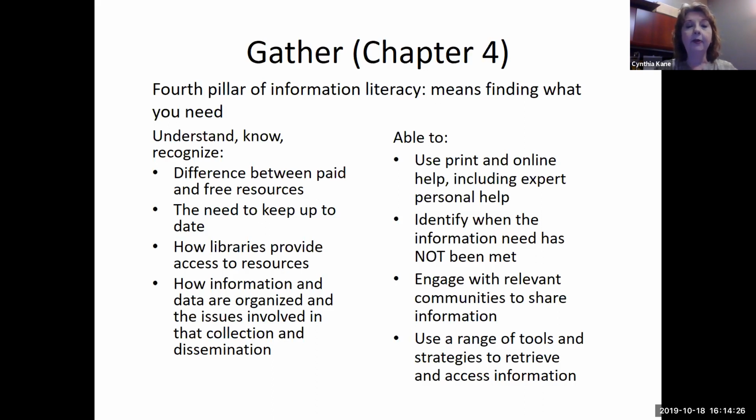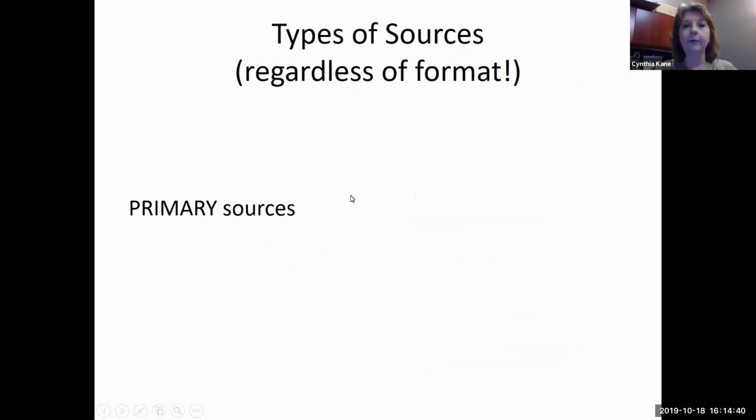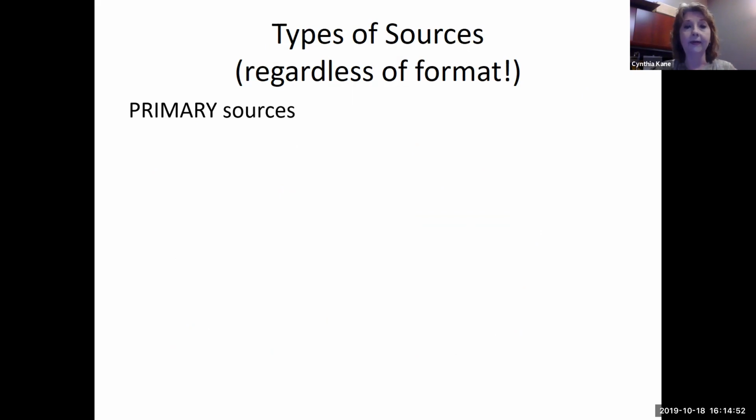The other part that we're going to be doing in Gather is focusing on types of resources regardless of format, depending upon your information need and the topic that you happen to be researching. So regardless of format, there are actually three types of sources, and this is another way that you can filter your thinking about information in terms of the kinds of sources that you need to research your topic even more effectively.